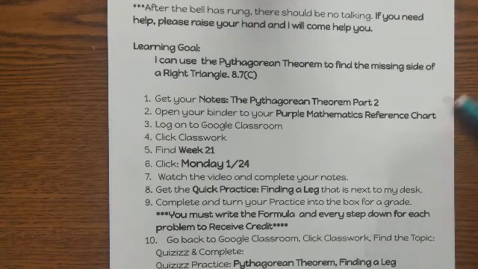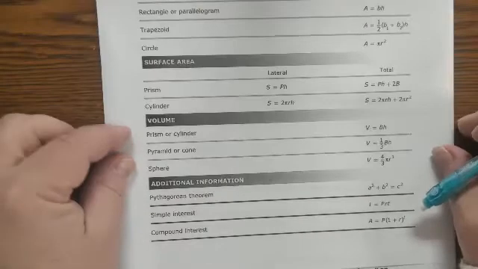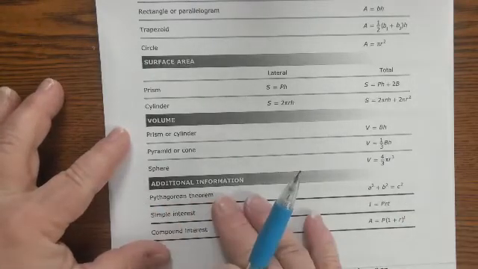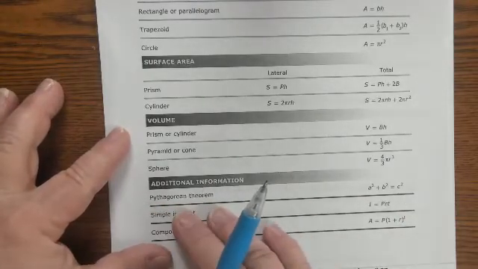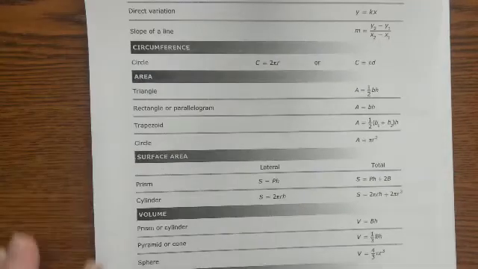Okay? All right, so I just want to point out again, on your mathematics chart, at the bottom is the additional information. There's the Pythagorean theorem here: a squared plus b squared equals c squared. I know you probably can say it in your sleep by now, but I just want to make sure you understand where it is in case you forget it for some reason.